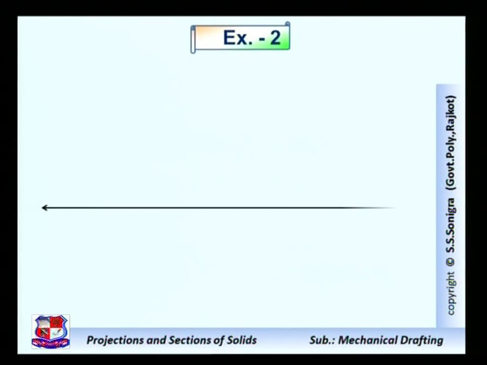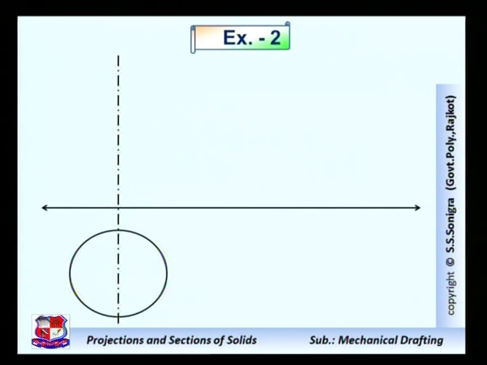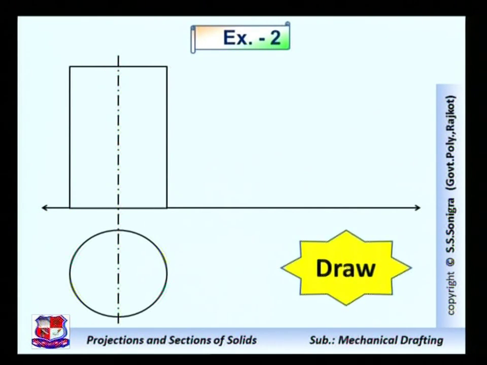So for that, first let me draw the XY line, which represents the intersection of HP and VP. Draw the axis and draw a circle of diameter 50 mm below the XY line and draw its front view. Height is given as 70 mm. So these are the two views of the given solid, top view and front view. Now we have to draw its third step, which is given in the data, that the axis makes an angle of 30 degree with the XY line. So till now we have drawn up to this step.